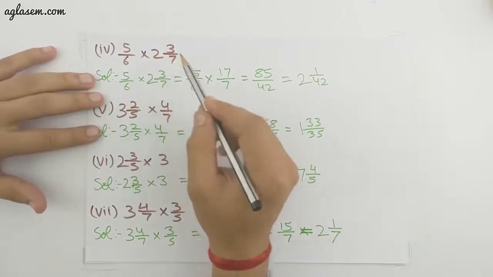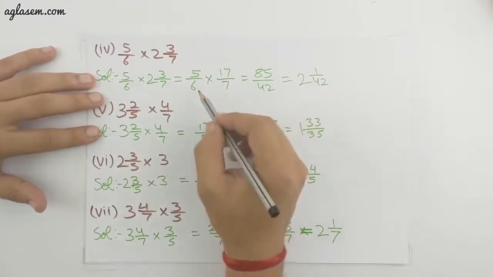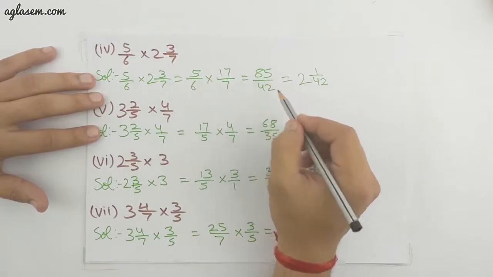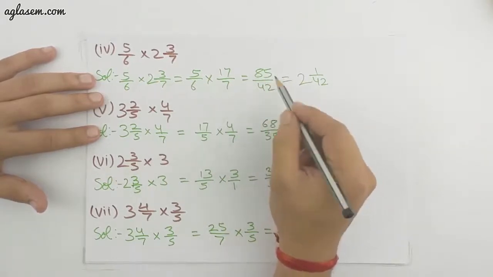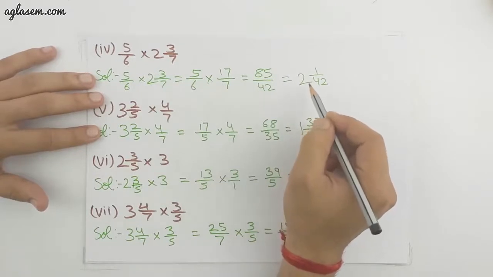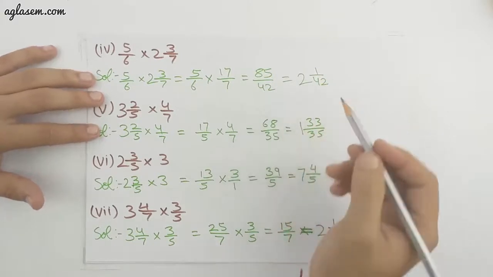This is a mixed fraction. We will change it into an improper fraction, which is 17 upon 7. 5 by 6 multiplied by 17 upon 7 will give us 85 upon 42, which is also an improper fraction. We will reduce it down to a mixed fraction, which is 2 whole 1 upon 42.